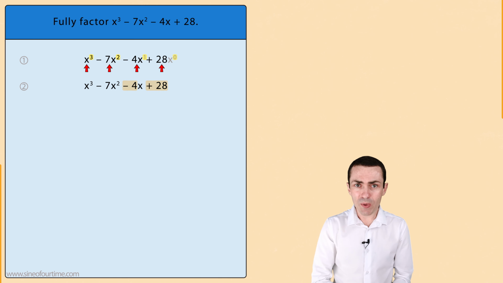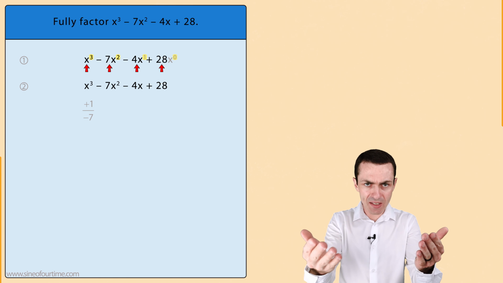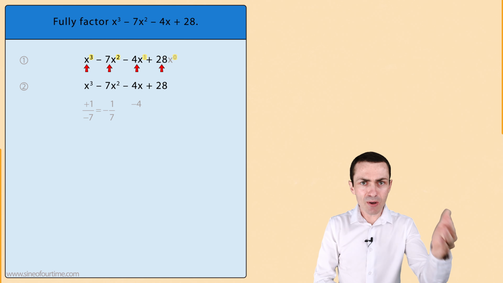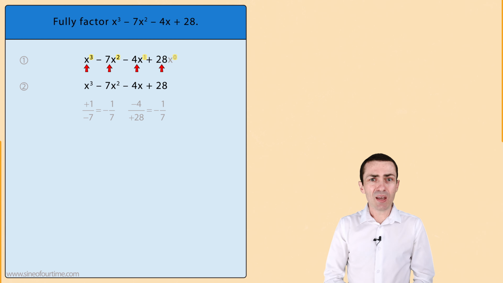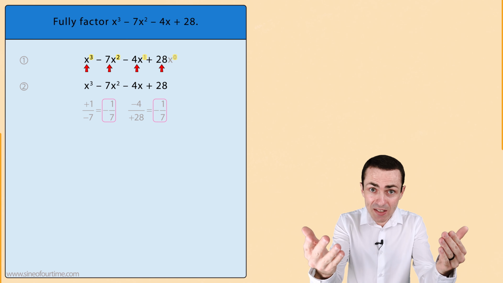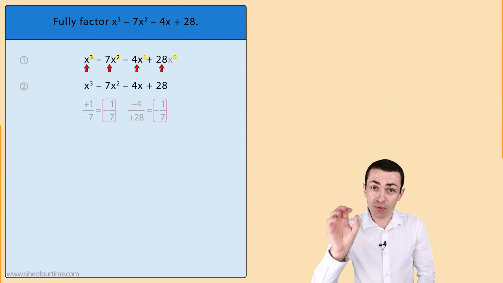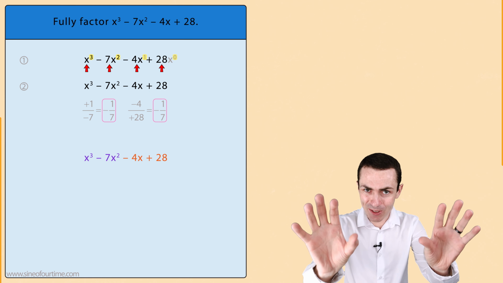In this example, we have plus 1 divided by negative 7, which simplifies to negative 1 over 7. And then we have negative 4 divided by positive 28, which also simplifies to negative 1 over 7. And since these ratios are the same, it tells us that we can factor this polynomial using grouping. We can do this by grouping the first two terms and the last two terms and factoring them separately.